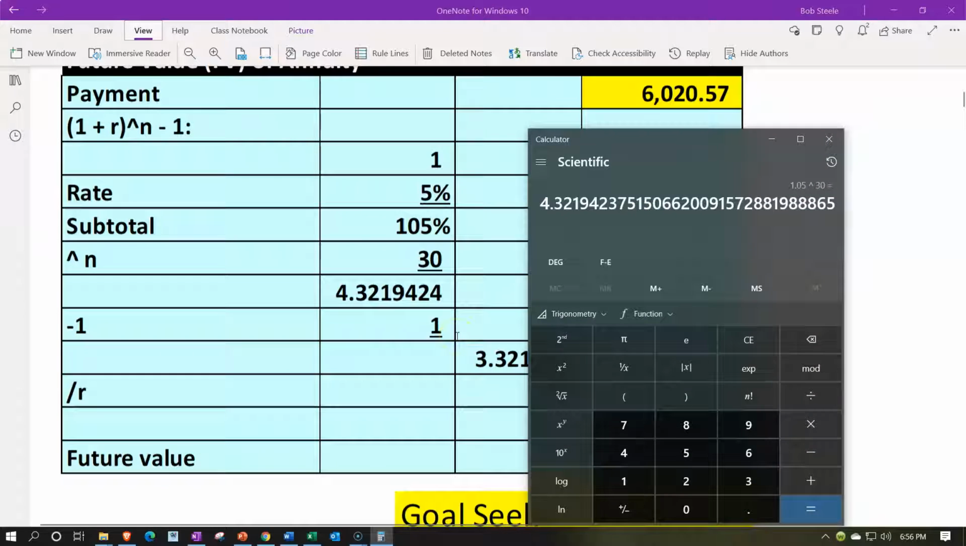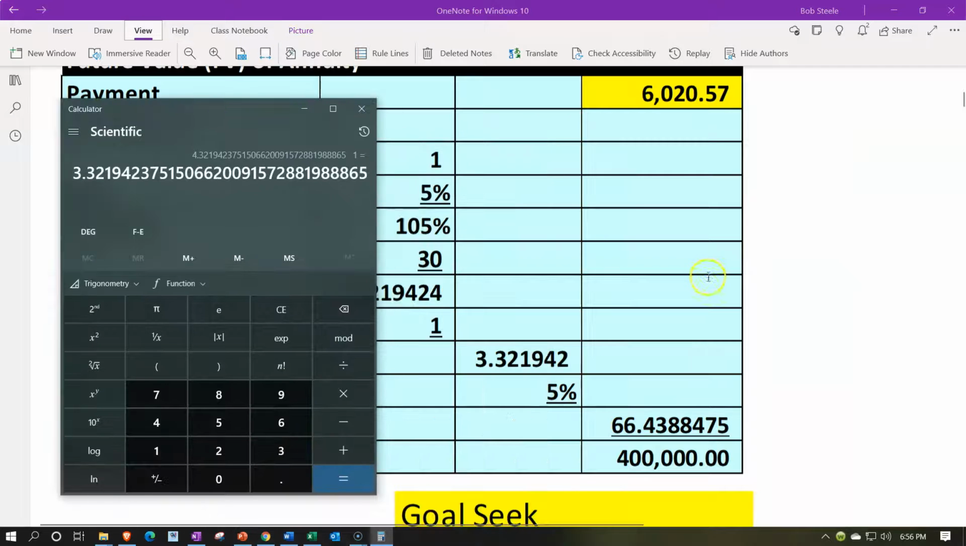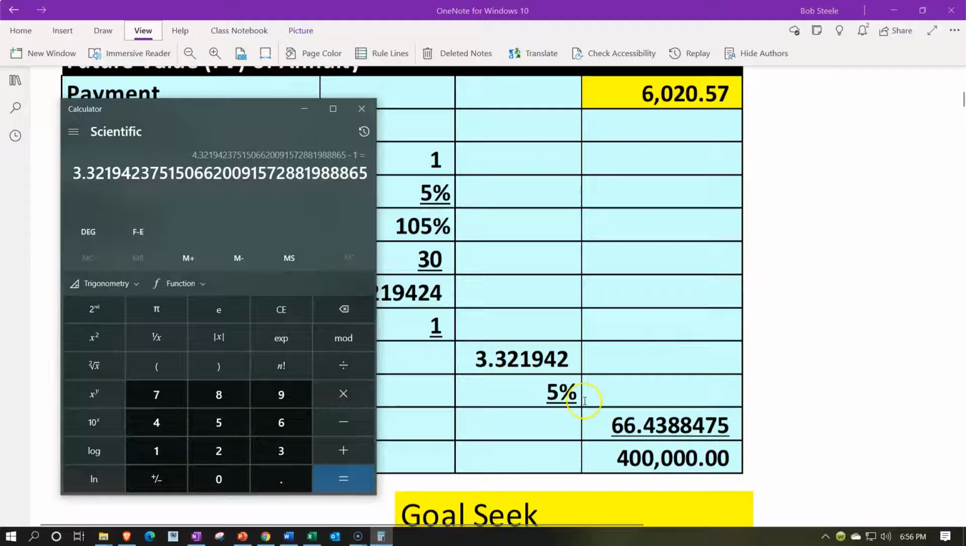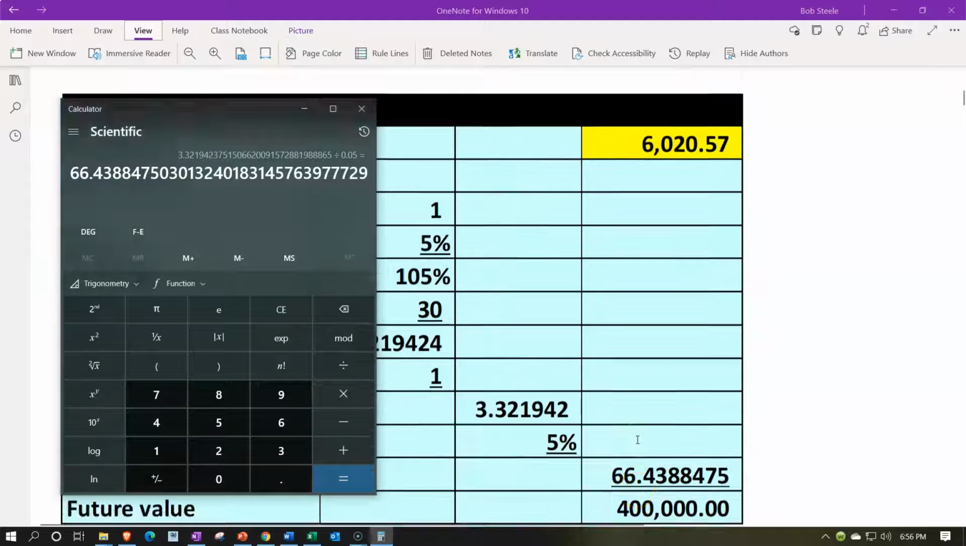We're then going to subtract out 1. So I'm going to say minus 1. That's going to give us our 3.232 and so on. That's going to be our entire numerator. Denominator then 5%. Again, that's the rate, which was the 10% divided by 2 because semi-annual. So I'll divide then by 0.05 or 5%. That's going to give us our 66.43 and so on.